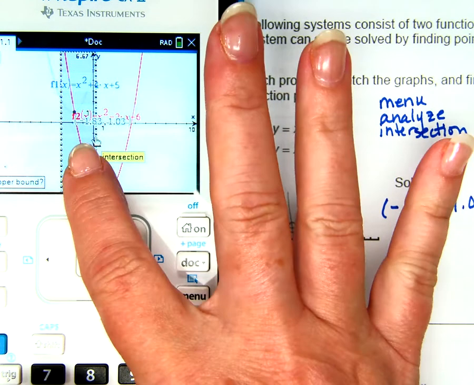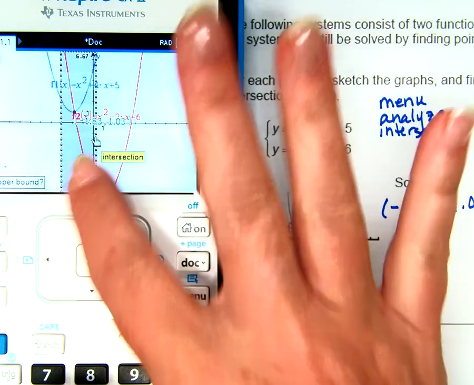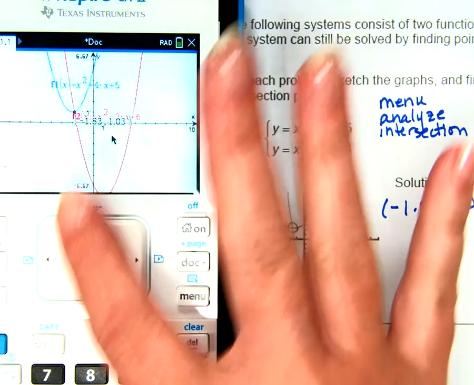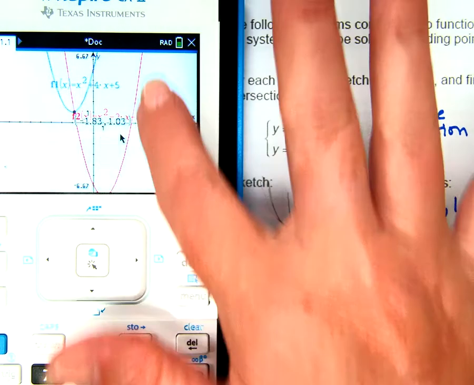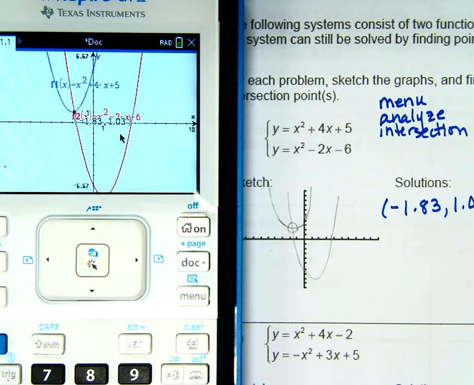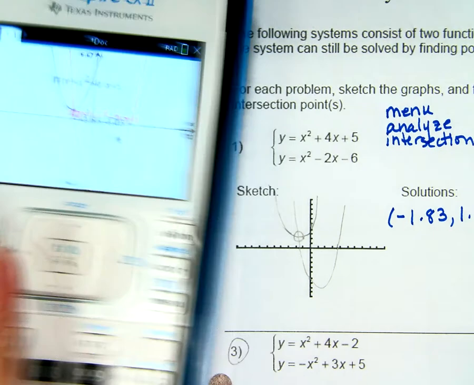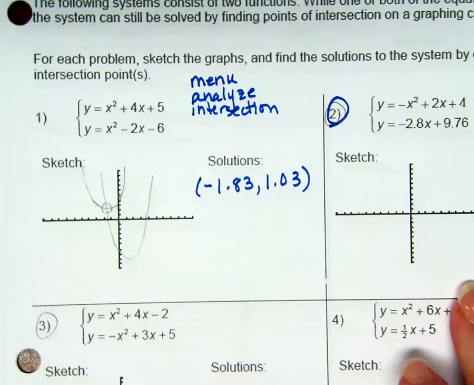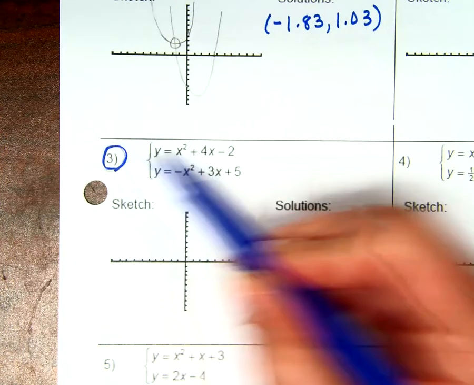Do this intersection. Obviously, we know that that one's there already. And then if there was one over here, you would start again, put the lower bound here and the upper bound here to find this one. Does that make sense? Okay. So like I said, go ahead and circle number 2 and 3 and 6.